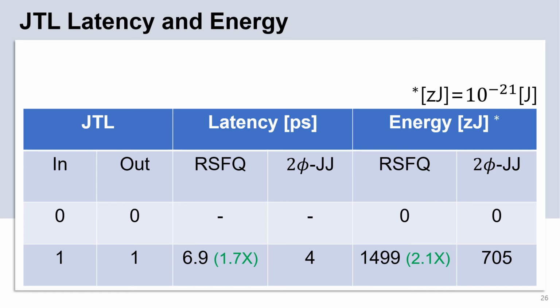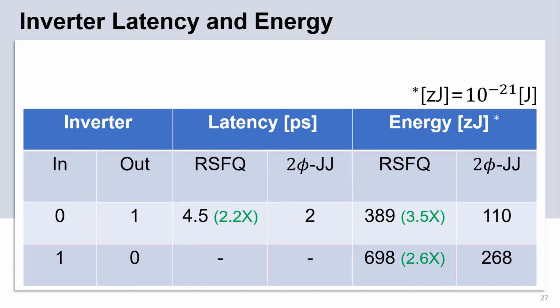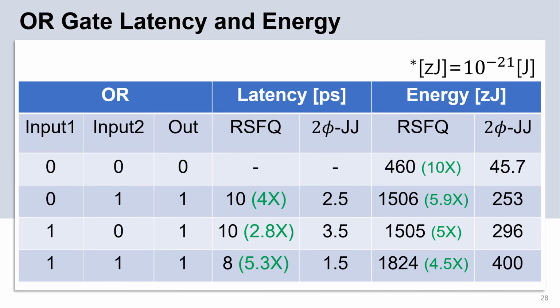We can see in the results that the RSFQ JTL is 1.7 times slower than the 2-phi JJ JTL and consumes 2.1 times more energy. And comparing the RSFQ inverter with the 2-phi JJ inverter, we can see that the RSFQ inverter latency is 2.2 times slower and consumes at least 2.6 times more energy. And comparing the OR gates, we can see that the RSFQ OR gate is more than 2.8 times slower than the 2-phi JJ OR gate and consumes at least 5 times more energy.